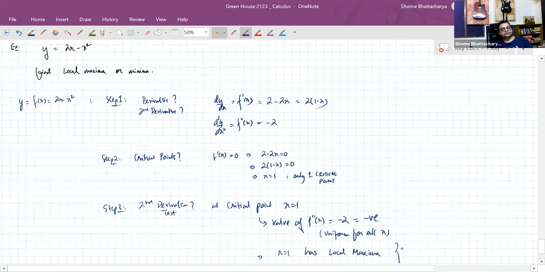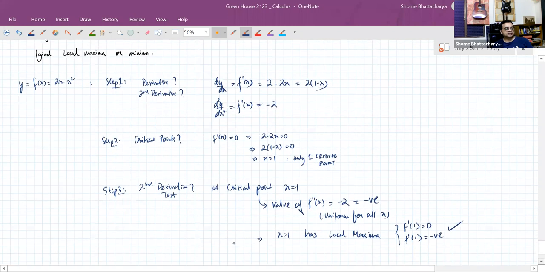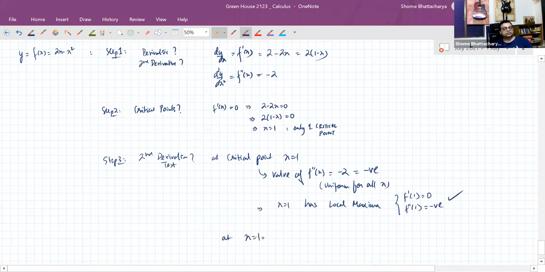Because what is the condition for maxima at this point? F prime of that point should be 0. And f double prime should be negative. And it's satisfying that criterion. Okay. So now we can understand that at x equal to 1, the value of y becomes how much? So y was 2x minus x squared. So the value of y also becomes 1. So this is the point of local maxima.